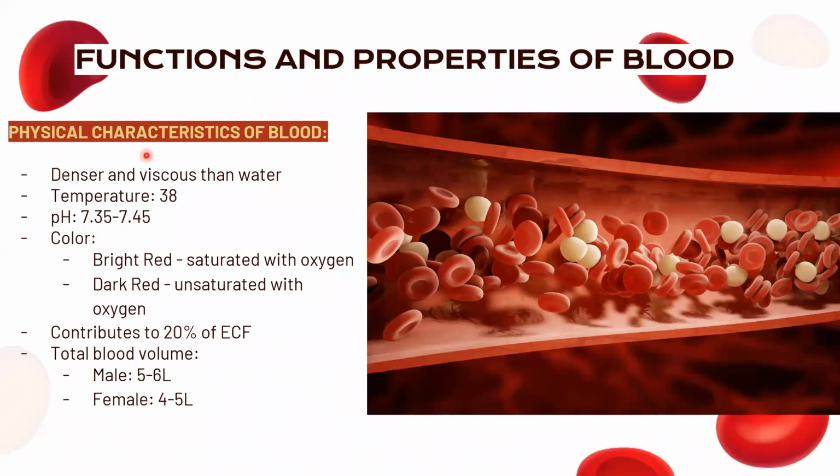Here are the different physical characteristics of blood. It's denser and more viscous than water. Temperature is 38, and it has a pH of 7.35 to 7.45. Bright red blood signifies that it is saturated with oxygen, and dark red blood is unsaturated with oxygen. The blood contributes 20% of the extracellular fluid of the body, and the total blood volume for males is 5 to 6 liters and 4 to 5 liters in females.